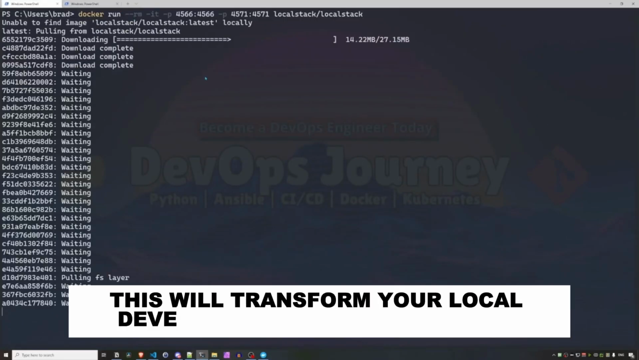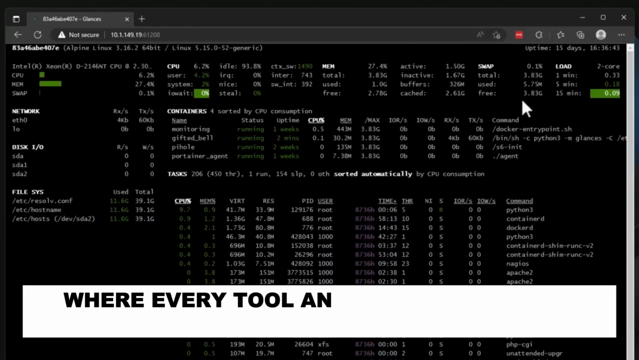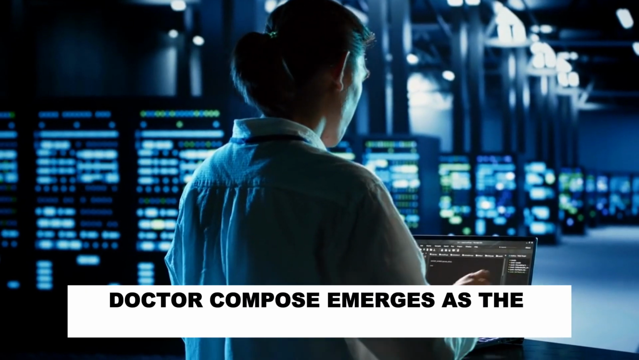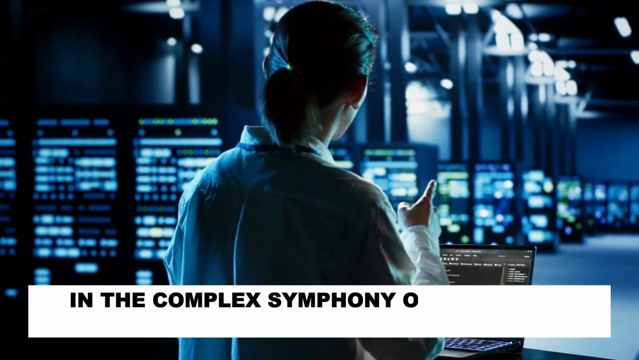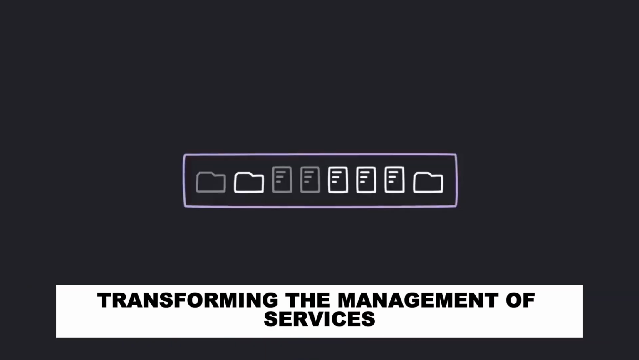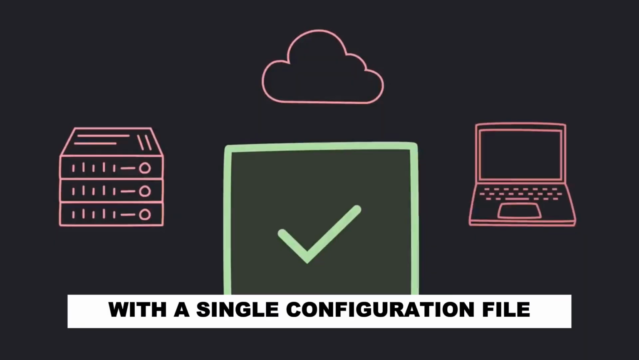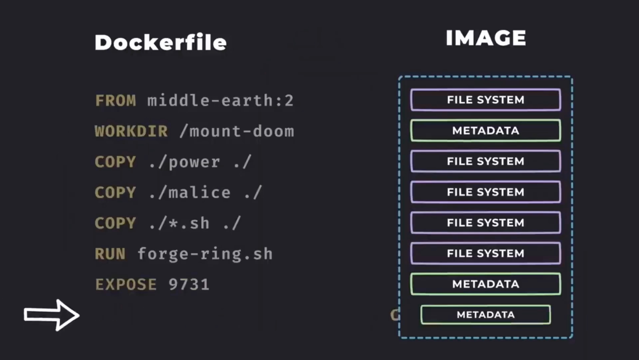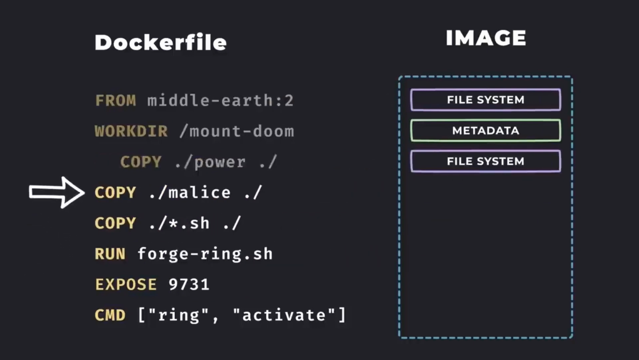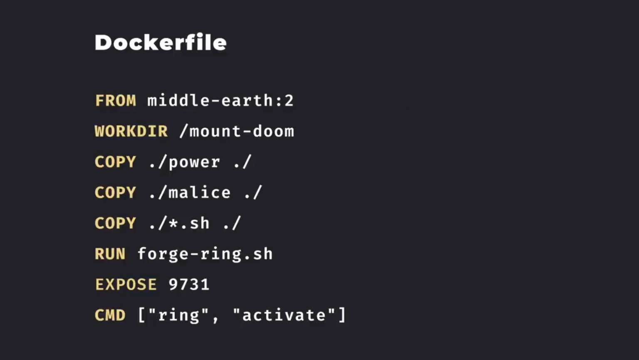This will transform your local development environment into a symphony of efficiency and harmony, where every tool and service plays its part flawlessly. Docker Compose emerges as the orchestrator in the complex symphony of software development, transforming the management of services, networks, and volumes into a harmonious performance with a single configuration file. This simplification marks a revolutionary shift in how developers manage their environments, moving from a tangled process to seamless orchestration.